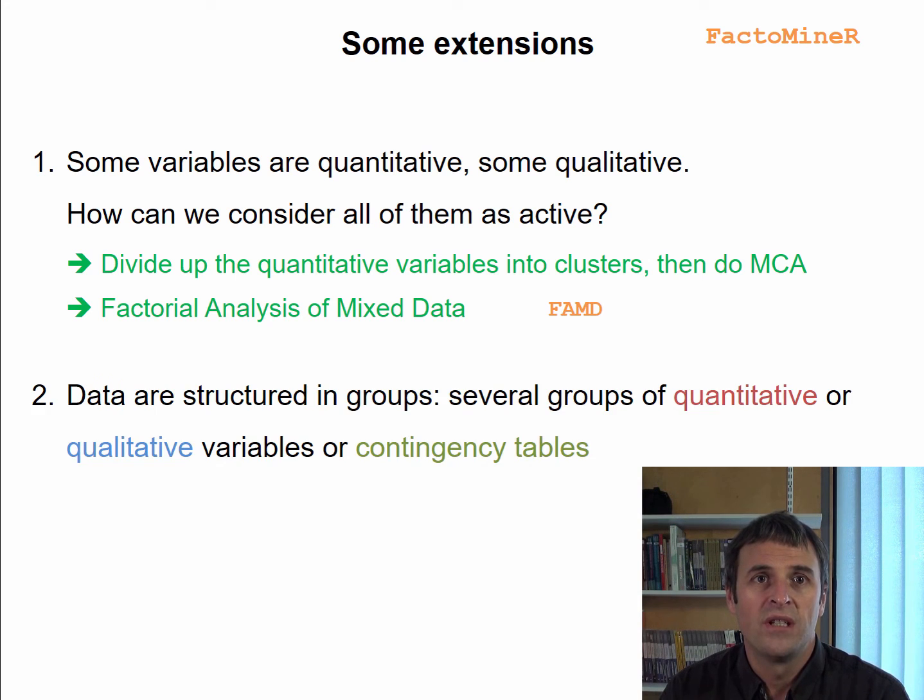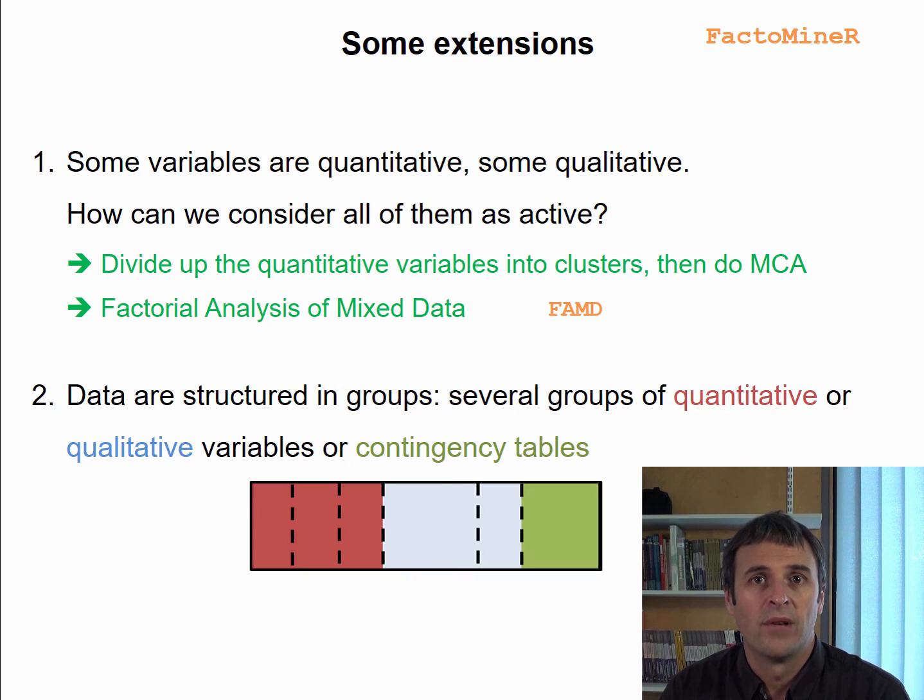A second situation, which is seen more and more often, is highly multidimensional data coming from different information sources. Here, the data can have a group structure, and the idea is to define a set of individuals in terms of different groups of variables. In one group, the variables can be quantitative, in another qualitative, so we end up with these different groups of variables and even contingency tables. For example, the data structure could be 3 groups of quantitative variables, 2 groups of qualitative variables, and a contingency table. And what we want to do is to compare individuals using all these information sources simultaneously.